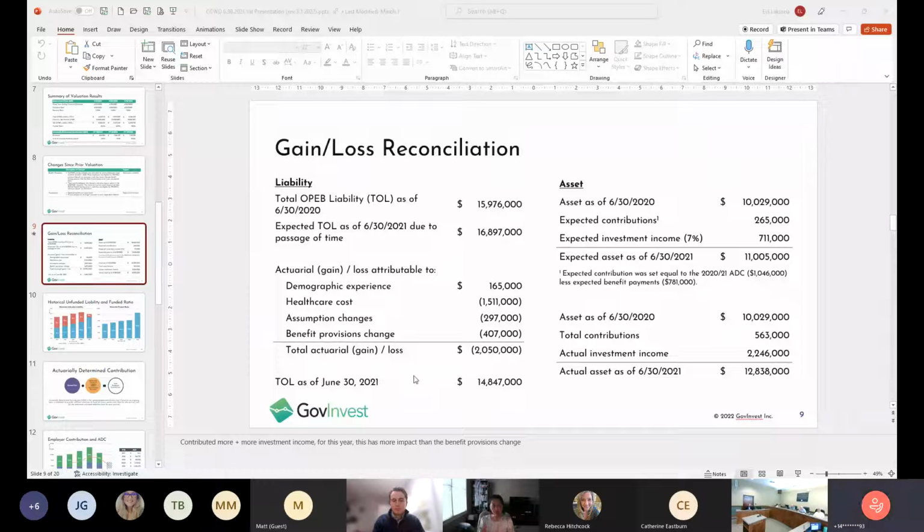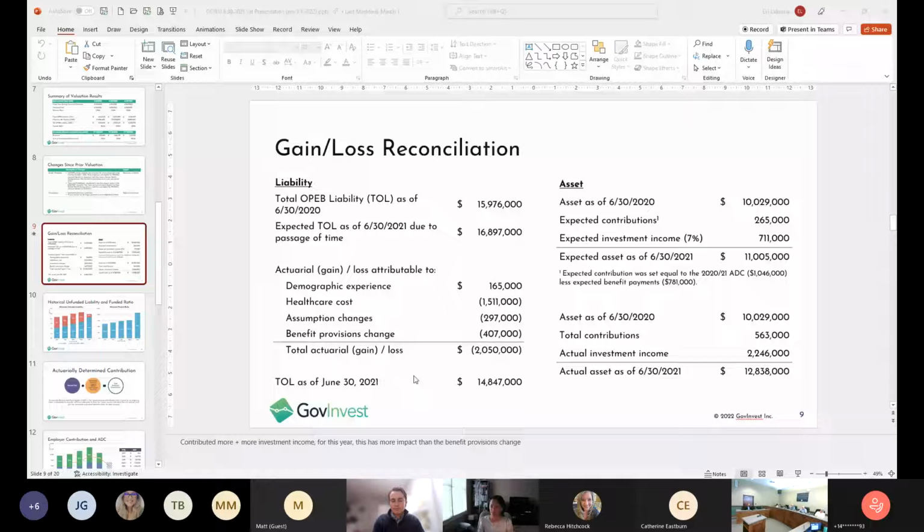I have a quick question. What happened that was unexpected? The investment income was expected to be 7%, or 711,000. What actually happened to make it come in so much higher at 2.2 million? I think the market happened. Okay, that's just market fluctuation. Correct. Okay, thank you.